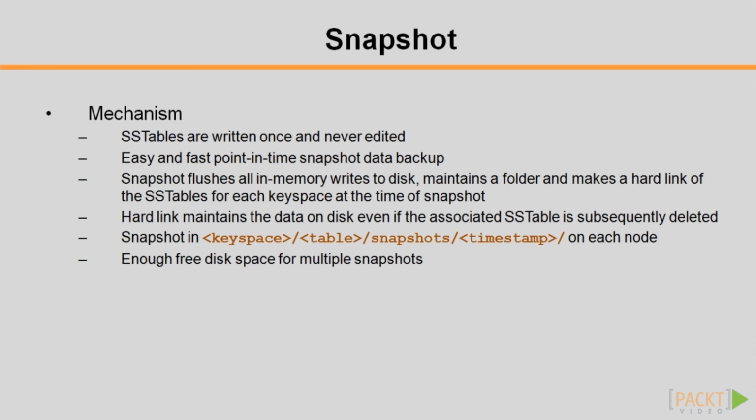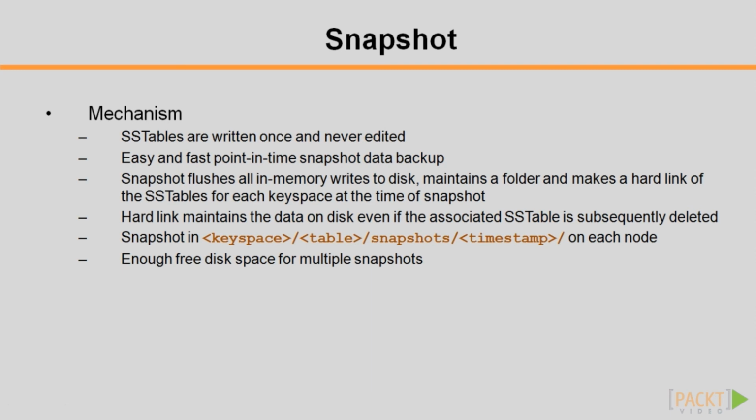Cassandra uses a log-based mechanism to store data in SSTables that are written once only and will never be edited again. This makes point-in-time snapshot data backup quick and easy. When we take a snapshot, the data in the memtable will be flushed to disk, and then a folder will be created to store the hard links of the SSTables for each keyspace at the time of snapshot. On Unix or Linux, a hard link maintains the data on disk even if the associated SSTable is subsequently deleted. The snapshot folder is named by the timestamp in a snapshots folder in the table directory on each node.